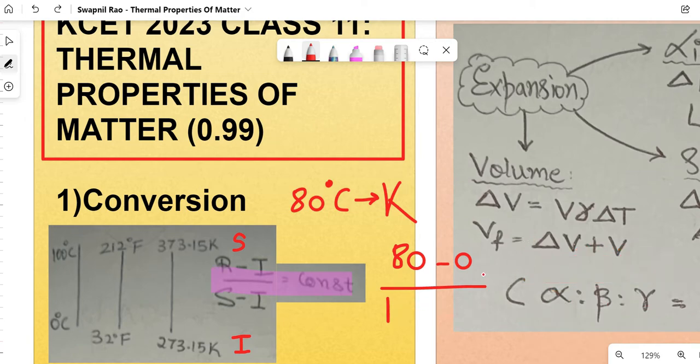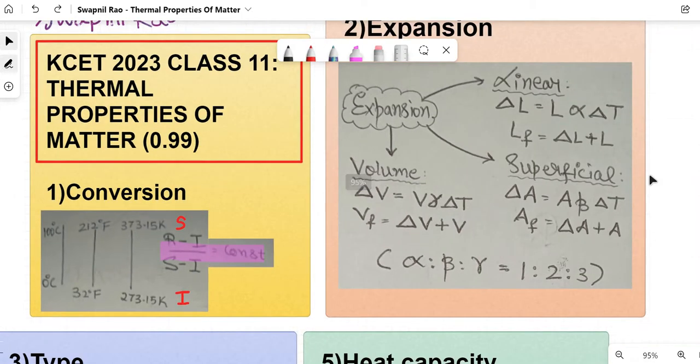I even told you the application, the meaning of the notation, and all of it. It comes in handy in all kinds of chapters where the conversion is needed. Students can use this formula. So yeah, next one would be expansion.